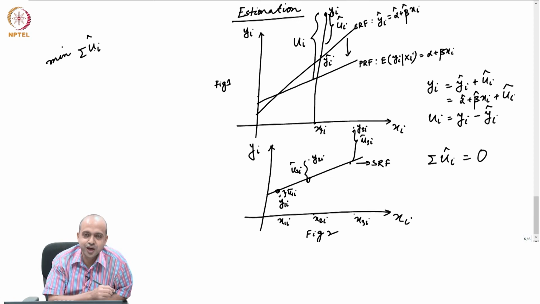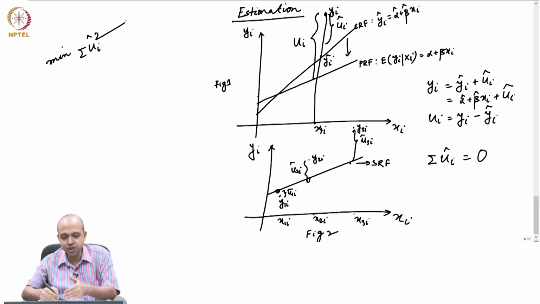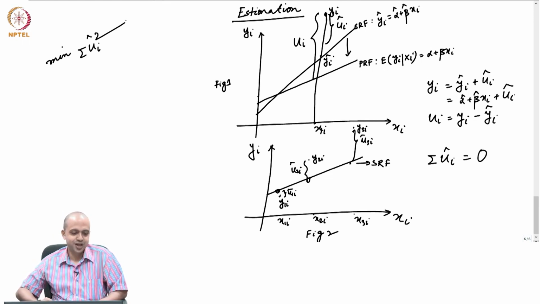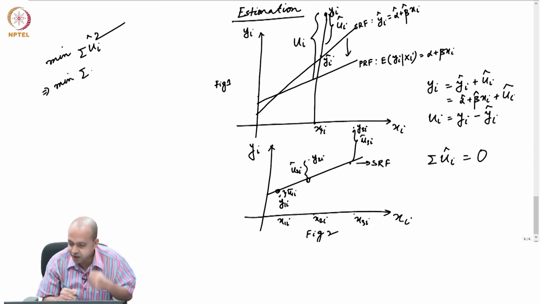minimize this ui hat. Rather, what we have to do is minimize summation ui hat square. Otherwise, the positive errors will get cancelled out by the negative errors. Okay? So, that means we are trying to minimize this summation ui hat square. And what is summation ui hat square? That implies we are minimizing summation ui hat square.